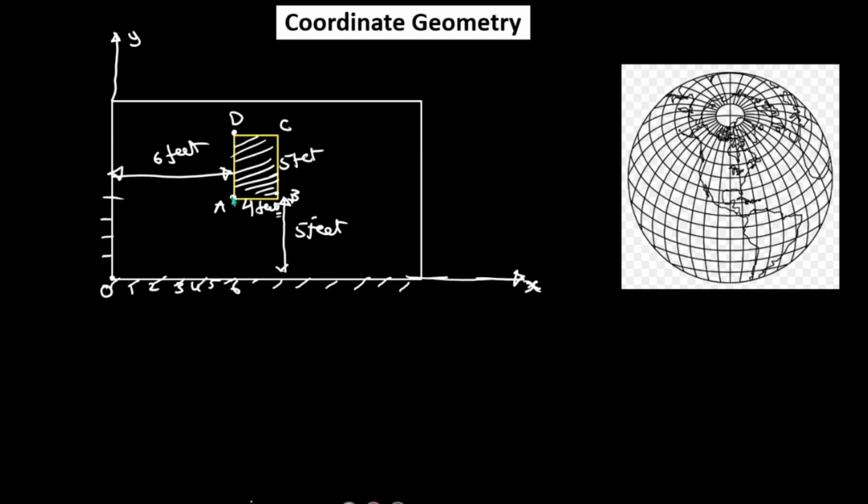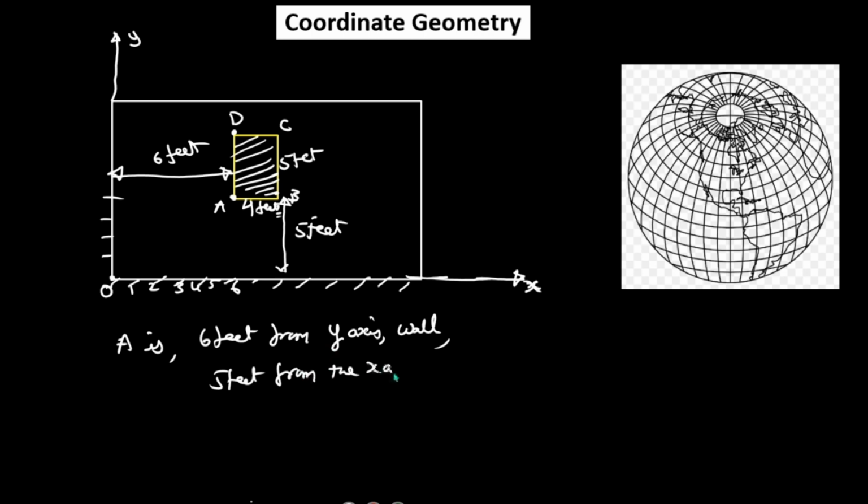So how do we say the coordinates of A, B, C, D now? Let's look at A. If you are telling someone, how do you define the coordinates of A? A is 6 feet from the y-axis or wall, and similarly it is 5 feet from the x-axis or ground.